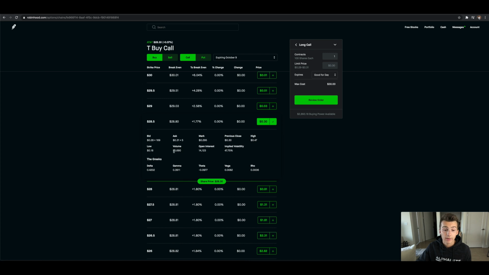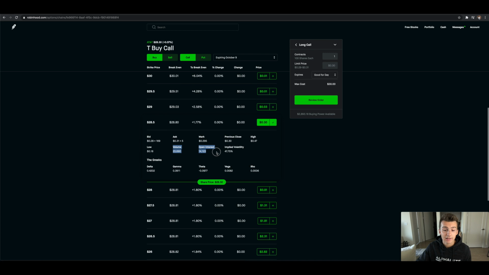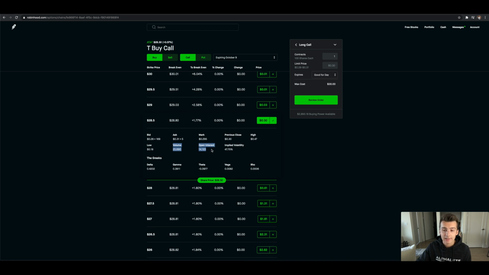And just to double check, we look at the volume, we see open interest, and we see that there is plenty. So we know that this is a liquid play and we are able to get out of this play if we ever need to. So that is great for AT&T, and if you wanted to buy this contract, you can certainly go ahead and do so for only $30.